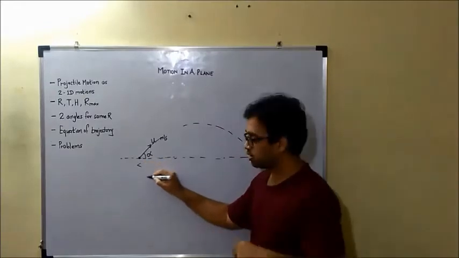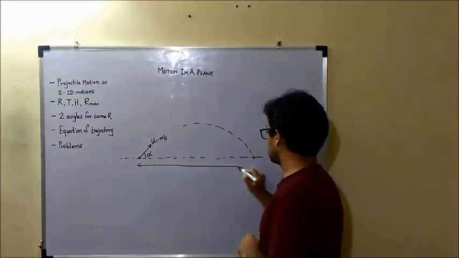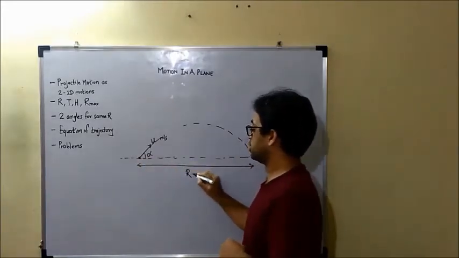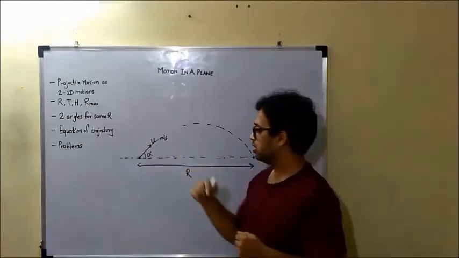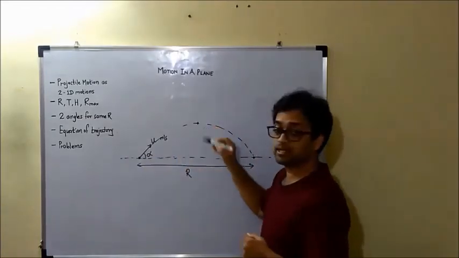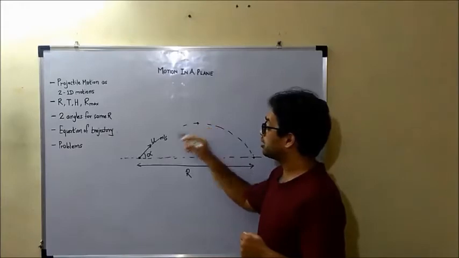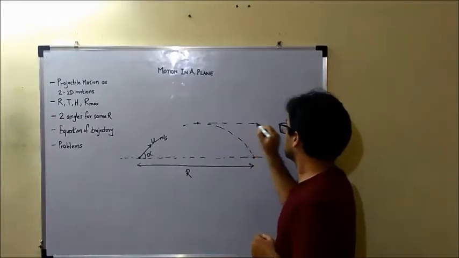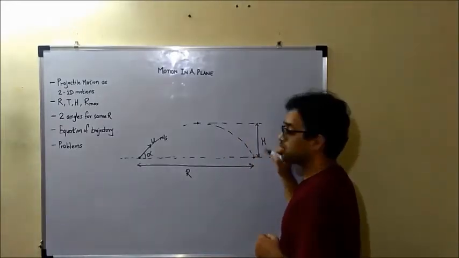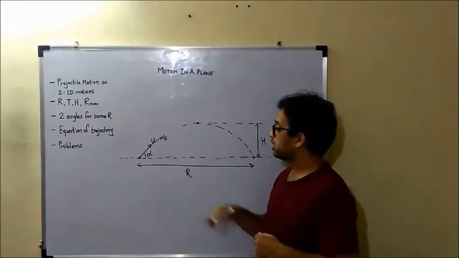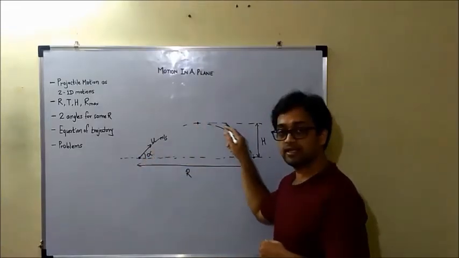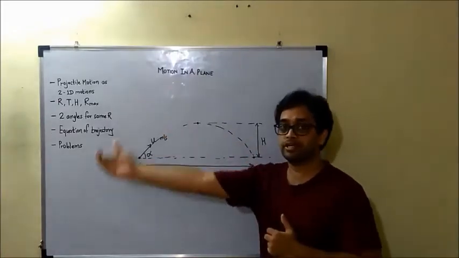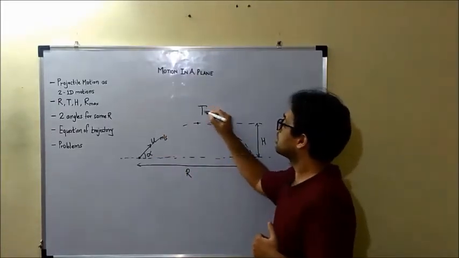Now some more terminology comes into the picture. The distance at which the ball falls from the throwing point is called the range, designated by R. The maximum height reached in the entire path of the ball from the ground is designated as height, capital H. Then the time for which the ball is in the air is called the time of flight, designated by capital T.